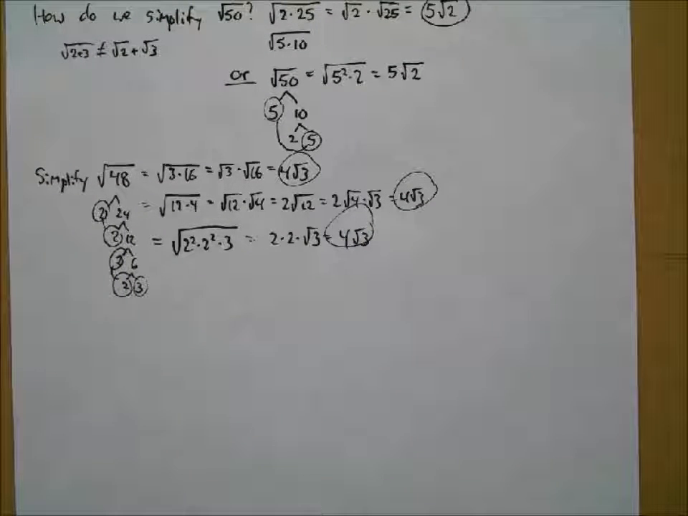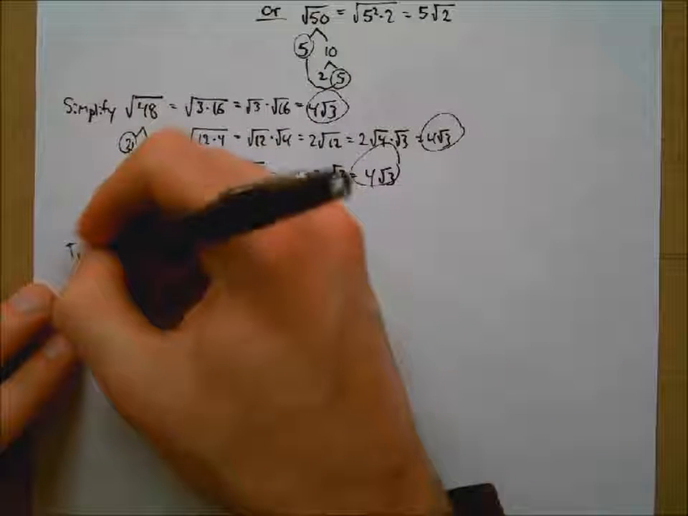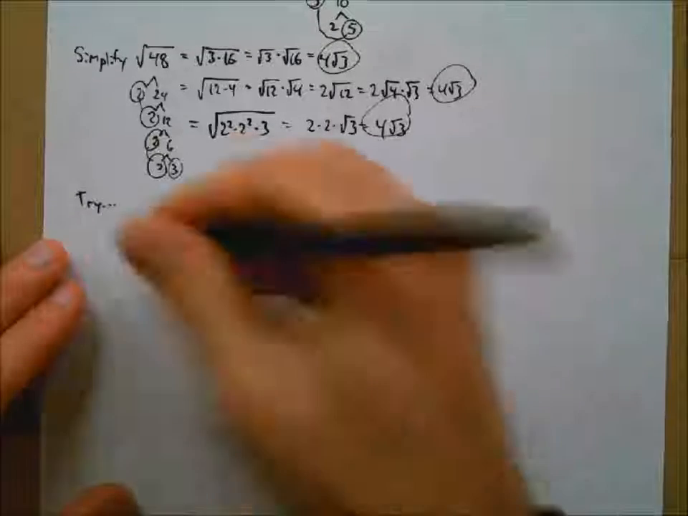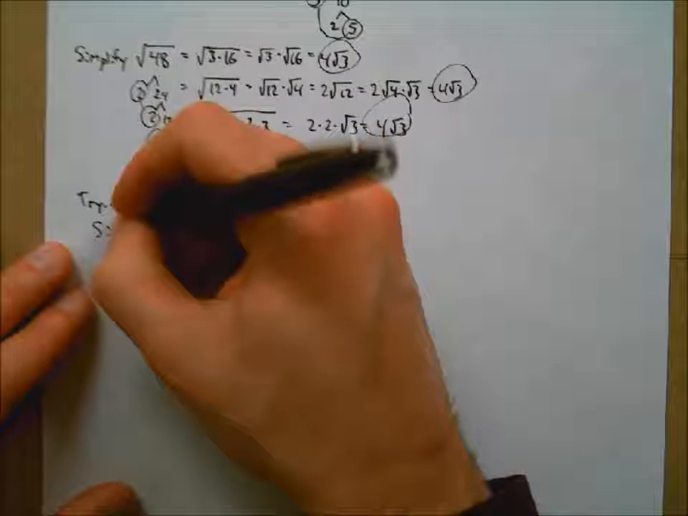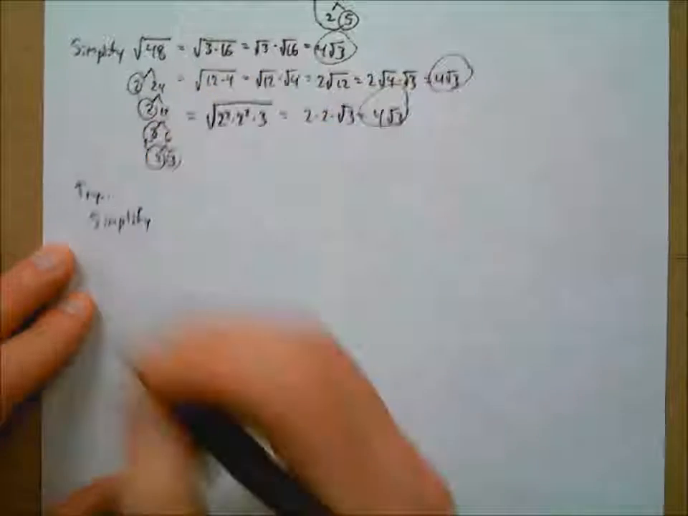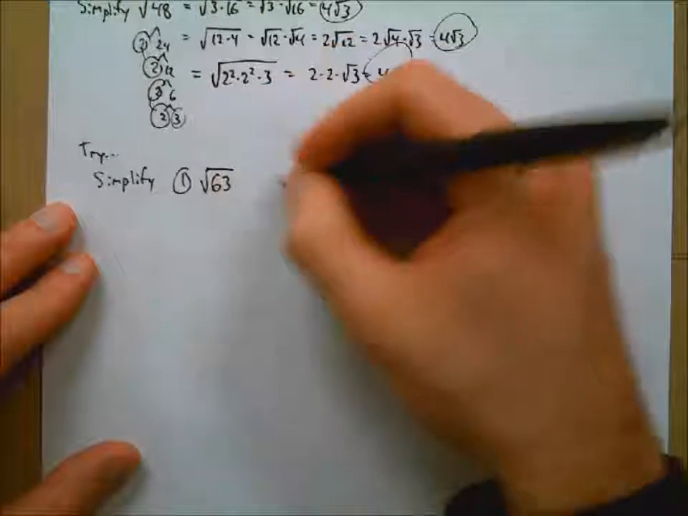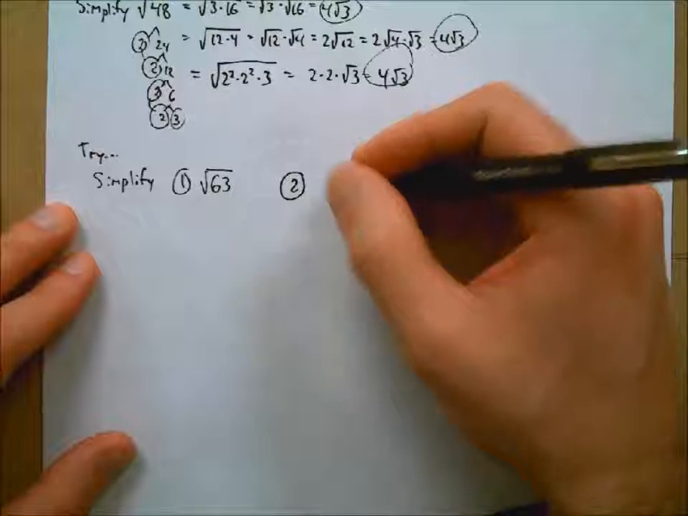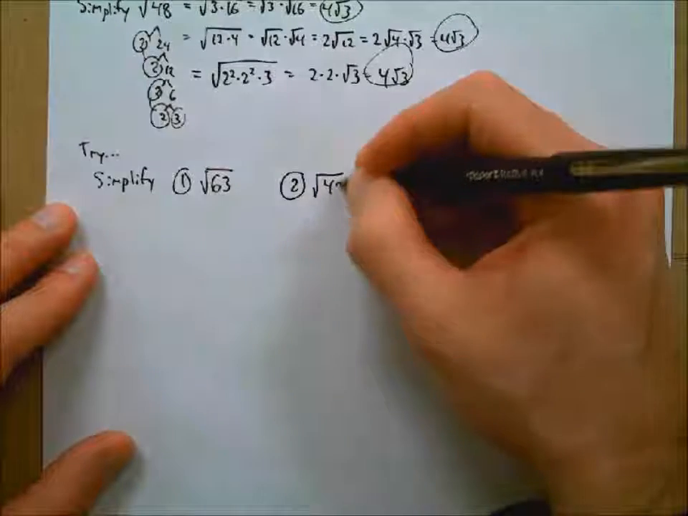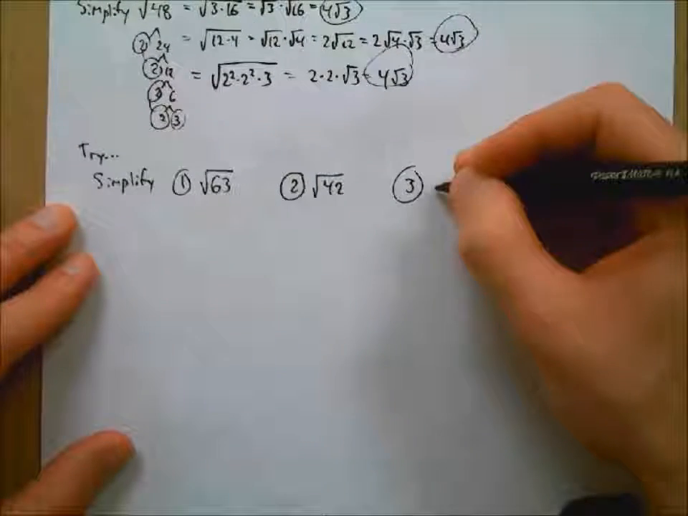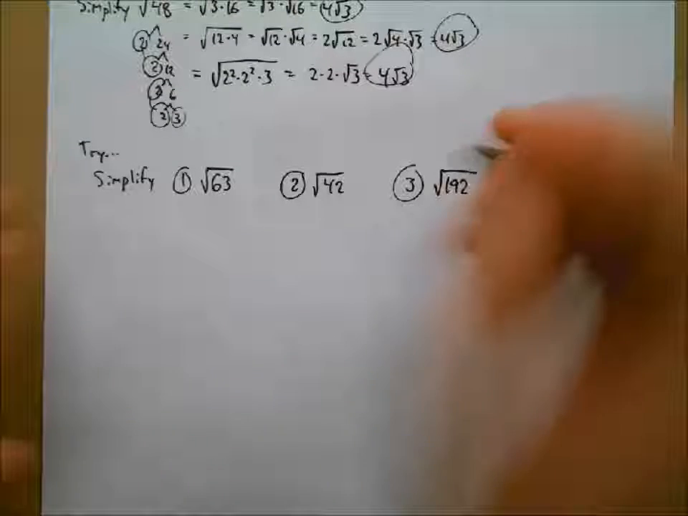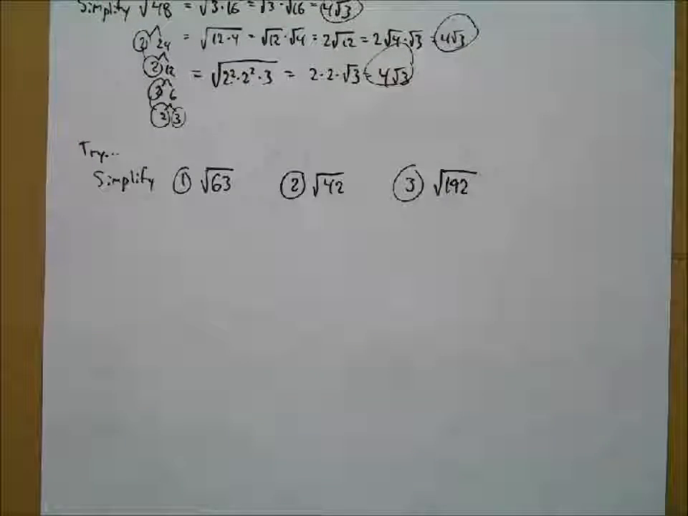All right, questions on any of that? So let me give you guys something to try then. Okay, so you guys try these 3. Simplify 1, the square root of 63, 2, the square root of 42, 3, the square root of 192. Okay, just give those 3 a try there.